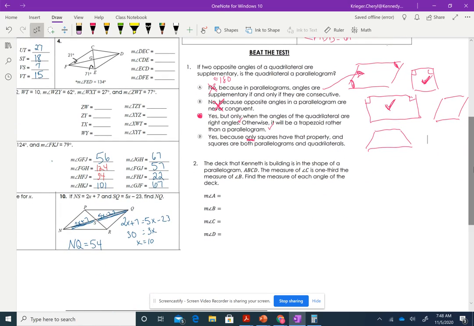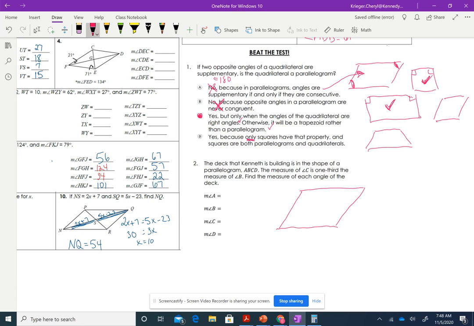Okay, so let's do number 2. Number 2 says, the deck that Kenneth is building is in the shape of a parallelogram, ABCD. The measure of angle C is 1/3 the measure of angle B. Find the measure of each angle of the deck. Okay, so I'm going to draw a picture. All right, so that's not a very good picture.